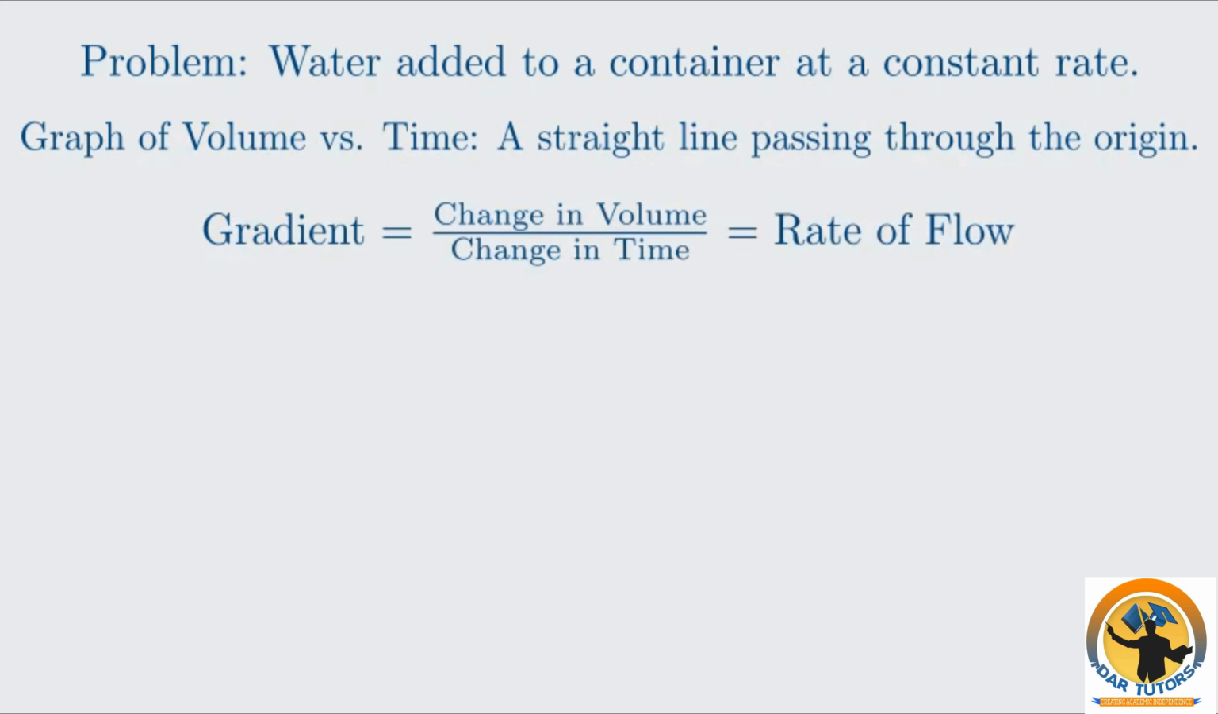What does the gradient of this straight line tell us? The gradient is the change in volume divided by the change in time. This is precisely the rate at which water is being added to the container. So the gradient represents the constant rate of flow. Now let's think about the graph of the depth of water against time. This is where the shape of the container becomes crucial.